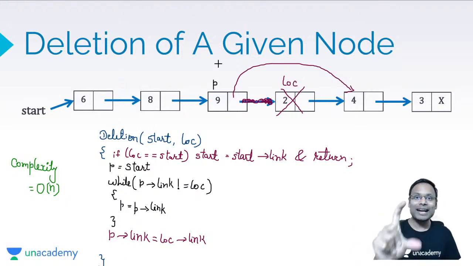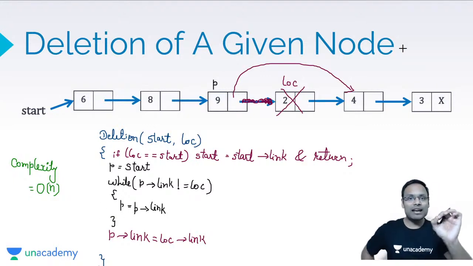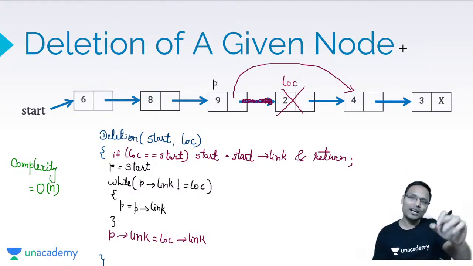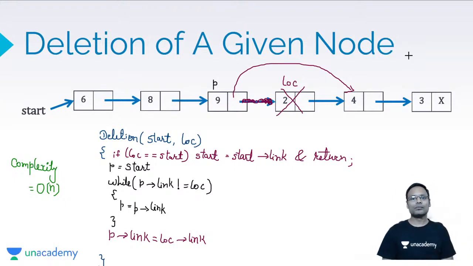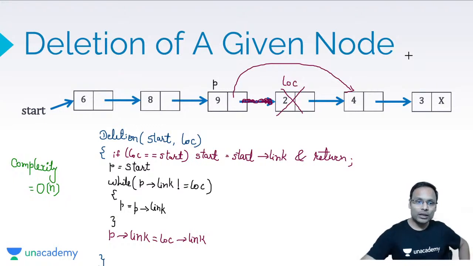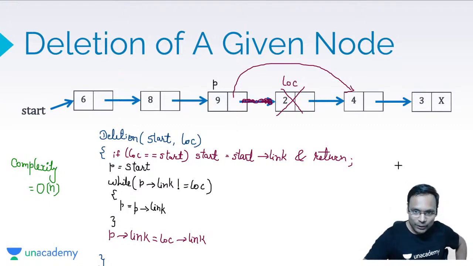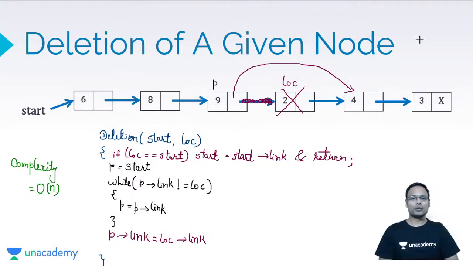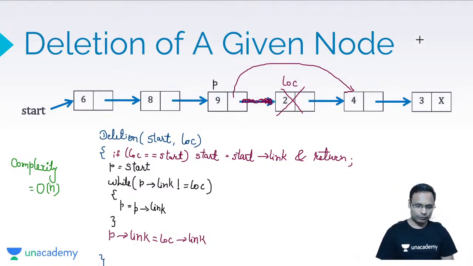So maximum n times I will run the loop, and maximum n operations I will be performing for finding the predecessor, and after that a constant operation. That's it. But if LOC is at the last node, then maximum n. It might be possible that the minimum is a constant operation, if I have to delete the first node. That is why Big O of n.